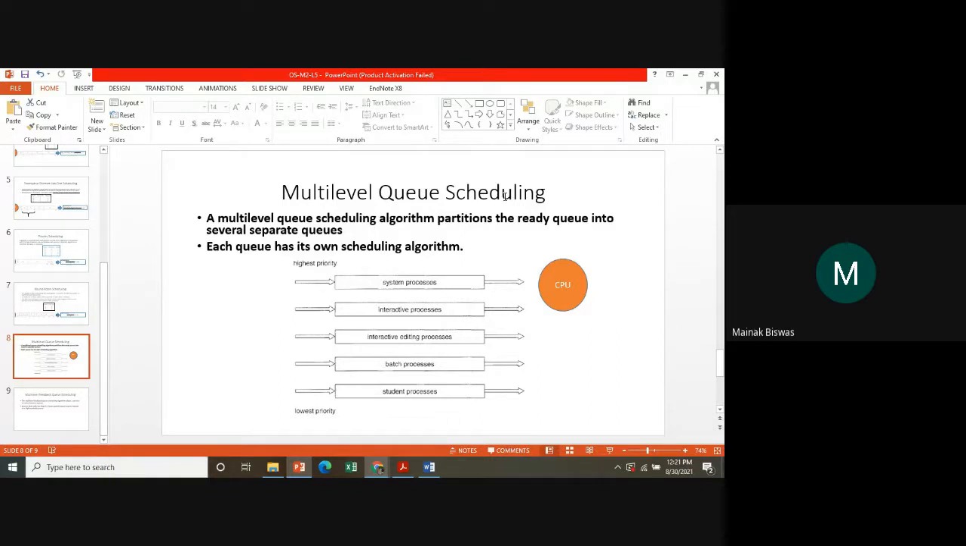Each queue executes the highest level processes. The system processes are executed first, then the interactive processes, then the interactive editing processes, then the batch processes, and lastly the student processes. The problem with this kind of multi-level queue scheduling is that if the system processes are many, there will be an indefinite waiting period, or starvation, among all other processes. Supposedly only system processes and interactive processes are there. Then for interactive editing, batch and student processes there will be indefinite waiting or starvation to get the CPU. They will never get executed.